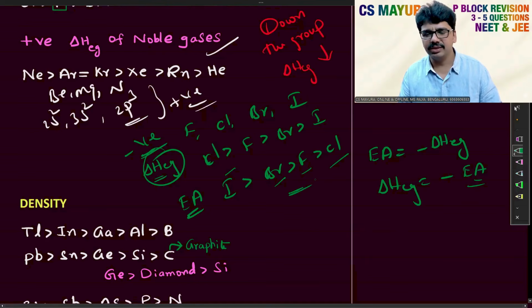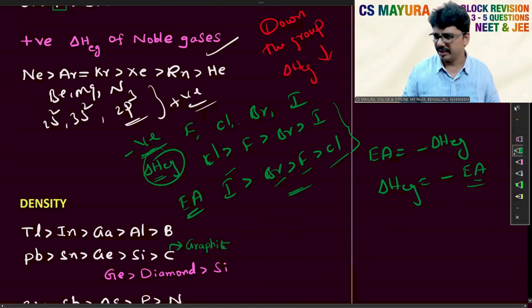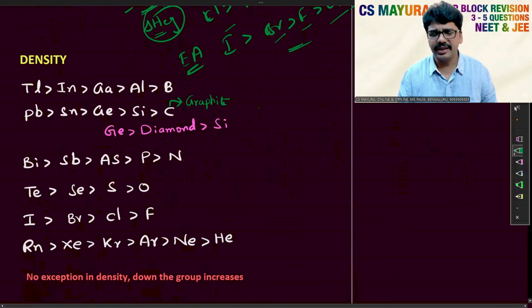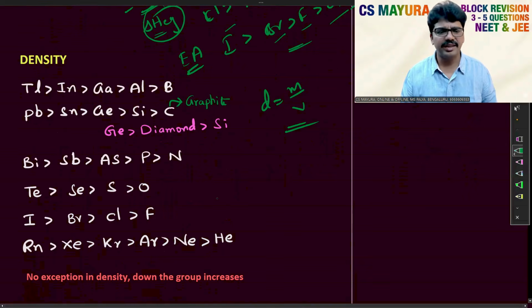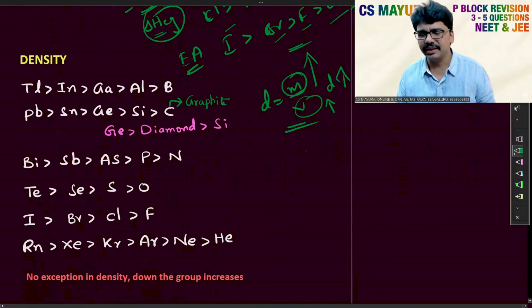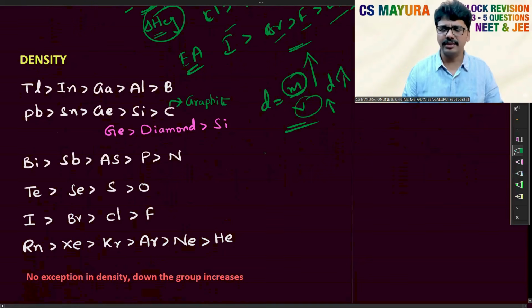So what is the evidence for this? You can see so many JEE mains questions. In JEE mains questions, they answered like this based on this concept, right? Now coming to density, there is no exception in the density. Density is equal to mass by volume. When the rise in mass dominates the volume, density increases. The more increase in mass, less increase in volume, what happens? Density increases. In P block, there is no exception.